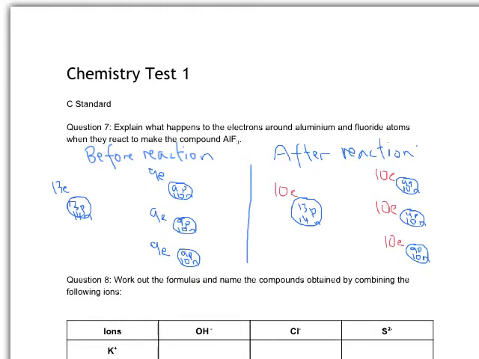Which means that this one is Al 3+, because it's lost 3 electrons, and each of these are an F-. This is F-, that's F-, and that's F-. So each of these have gained an electron, so they're now negative, and the aluminium's lost 3. And that's the basic explanation. There's many different ways of drawing this. If you've drawn it a different way, but it's saying the same thing, that's absolutely fine.